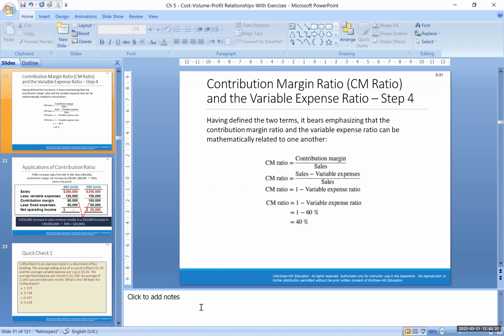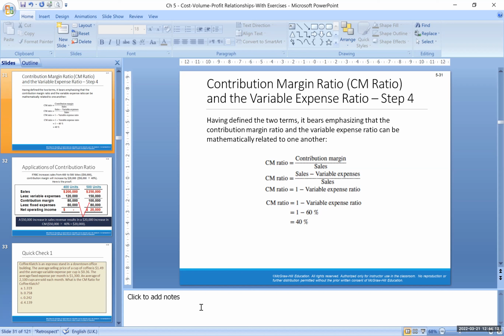Having defined the two terms, it bears emphasizing that the contribution margin ratio and the variable expense ratio are related to each other mathematically. The contribution ratio, which is contribution margin divided by sales, where the contribution margin means the sales minus the variable expenses, equals 1 minus the variable expense ratio. So 1 minus 60% equals 40%.